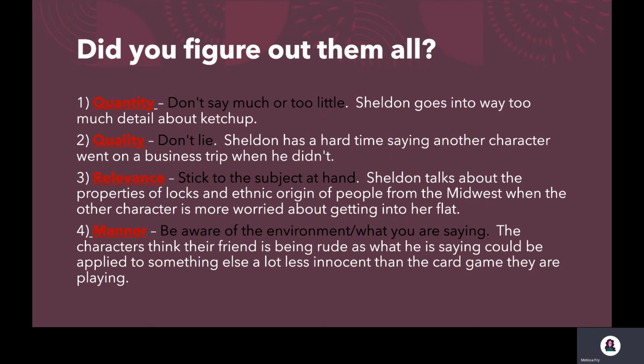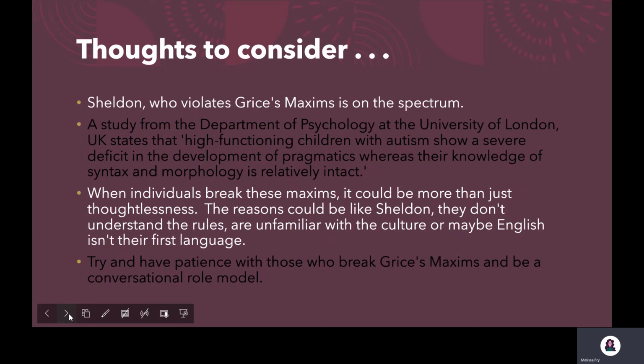And then manner, which is to be aware of the environment and what you're saying. The characters think Sheldon is being rude, as what he's saying could be applied to something a lot less innocent. They're actually really laughing hysterically at what he's saying. He's implying something that has to do with the card game, but they're taking it as something else. And he, as he said, I don't understand the laughter.